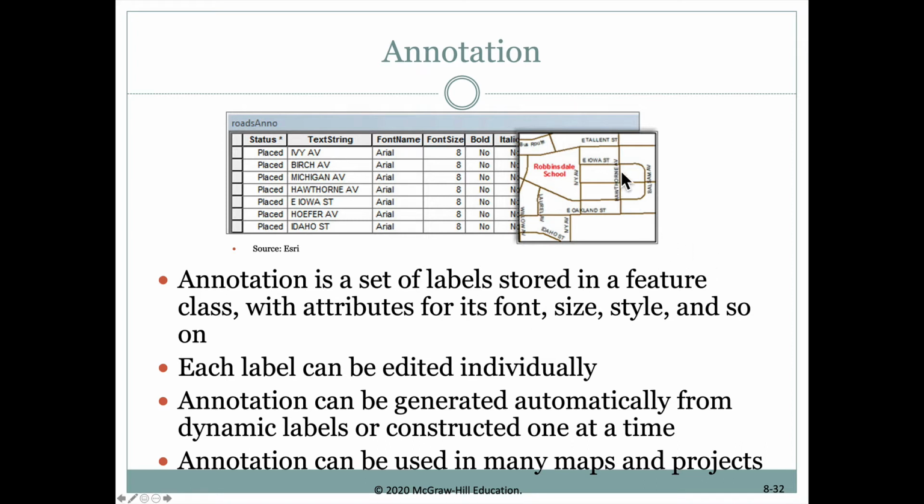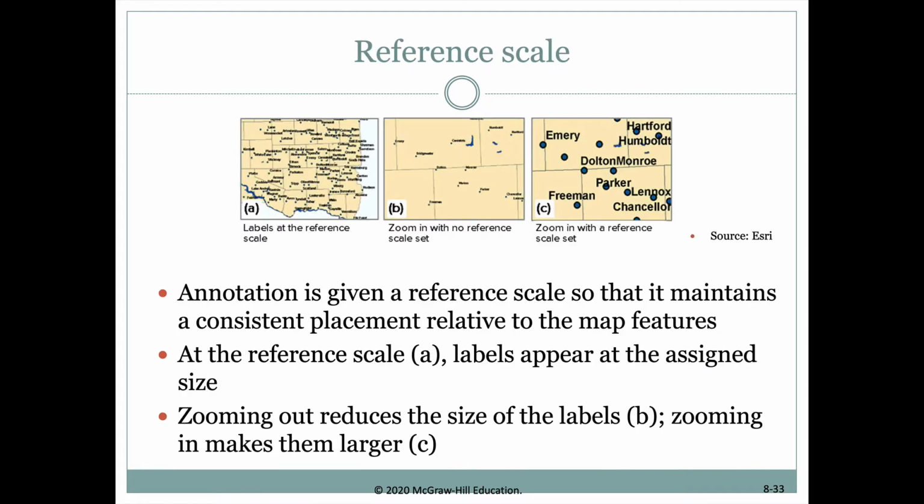We can pick one of these up and we can move it, if it's a little too close to one of the lines, or if another line crosses it in an awkward place, we could slide that whole thing over. Annotations are very flexible in that way. So how would we do that?